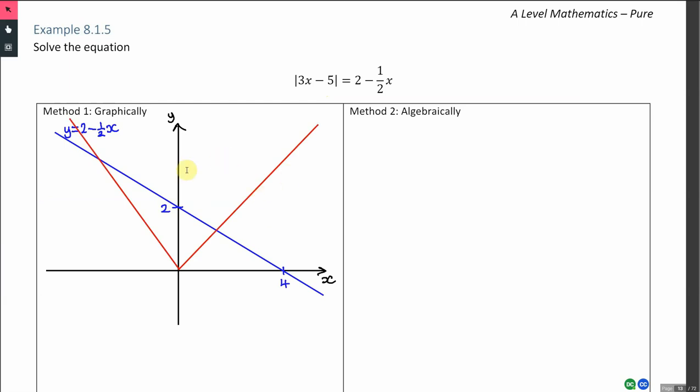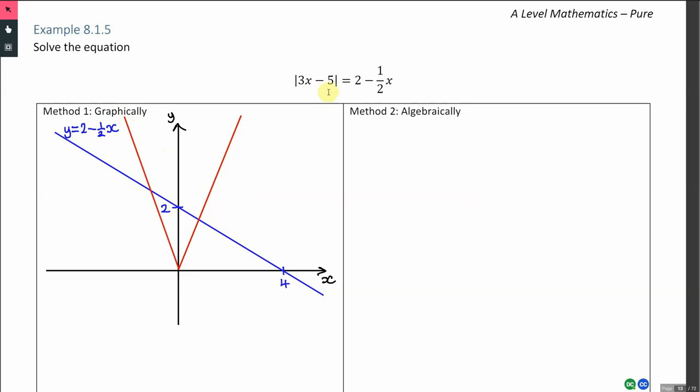So these red lines here are a very rough graph of the original mod x graph. Now the 3 will stretch it in the x direction with a scale factor of 1/3, which will look like it's been squashed towards the y-axis. So it'll get steeper, or the other way of describing that, it's been stretched away from the y-axis but with a scale factor of 1/3. So that's now the graph of the modulus of 3x.